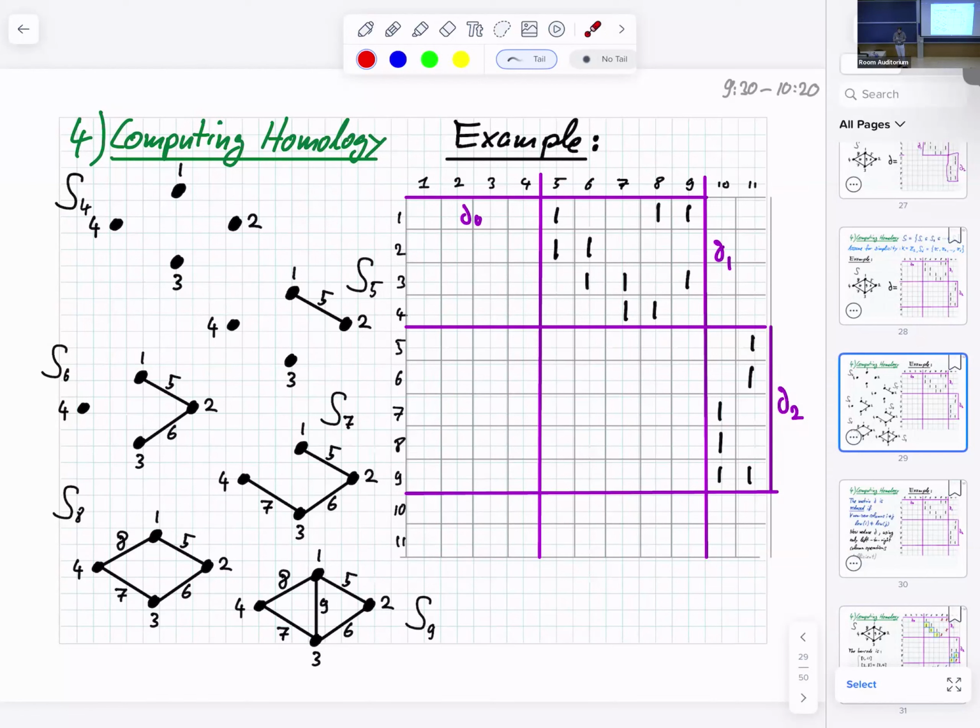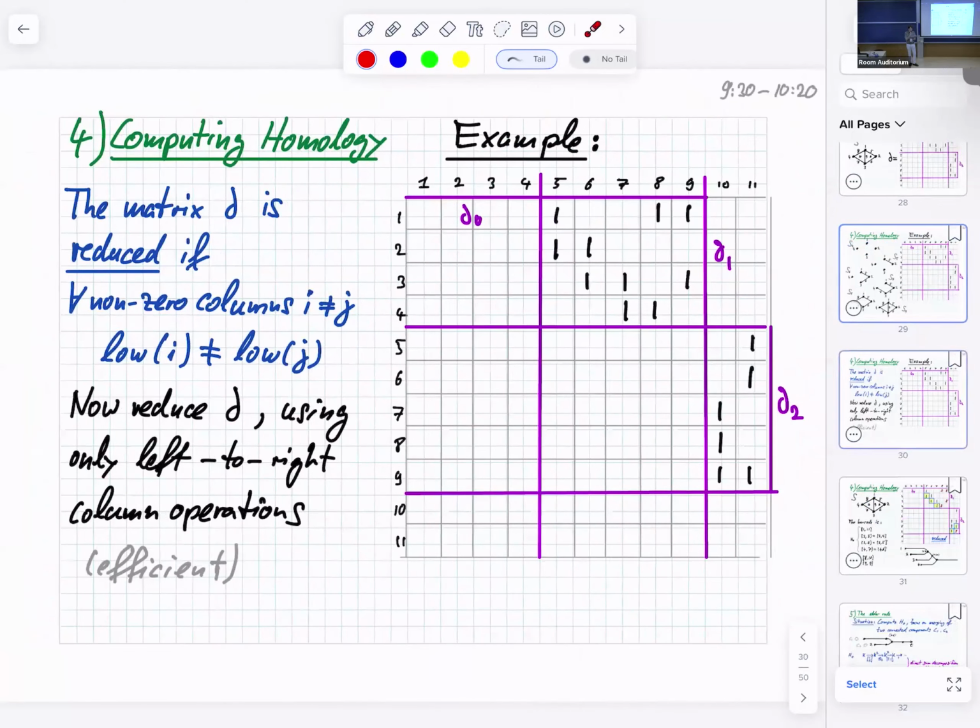So we add those columns here, and the question is, are they linearly independent? This does something new, this does something new, but adding 8 is linearly dependent on the previous ones. This doesn't change the dimension of the quotient. So that's what we do. To formalize this a little bit, we want to do matrix reduction, okay?